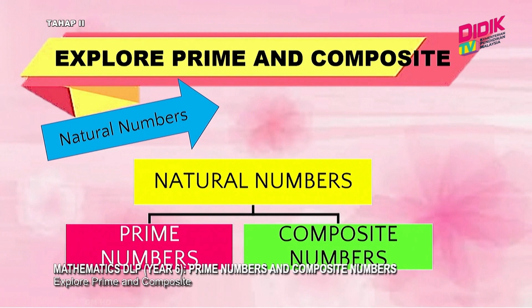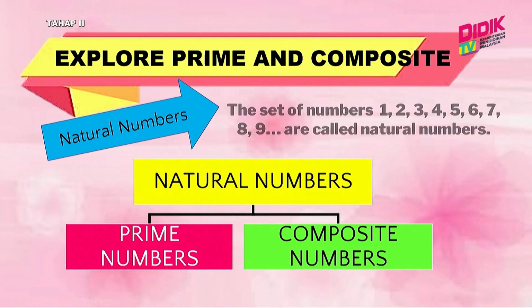Initially, they are called natural numbers. Natural numbers can be divided into two. Before that, what are the natural numbers? The set of numbers from 1, 2, 3, as you say just now, up to infinity, are called natural numbers. From the natural numbers, we can divide them into prime and composite.